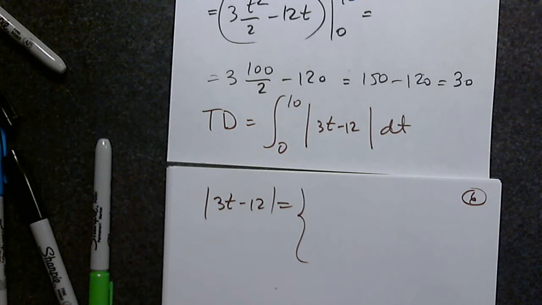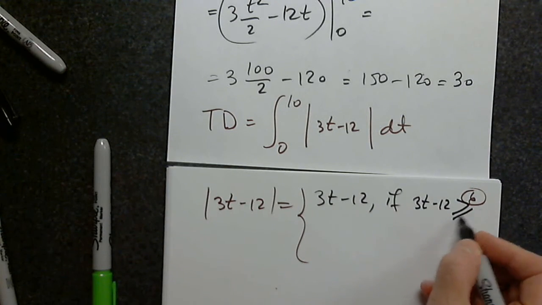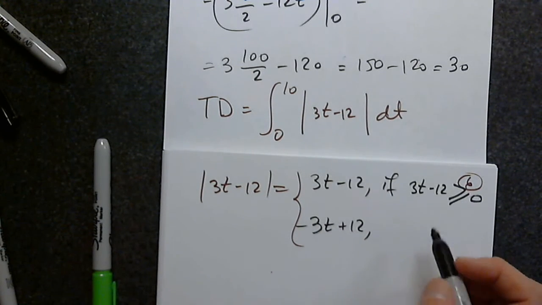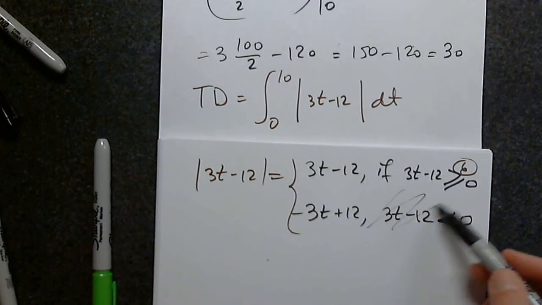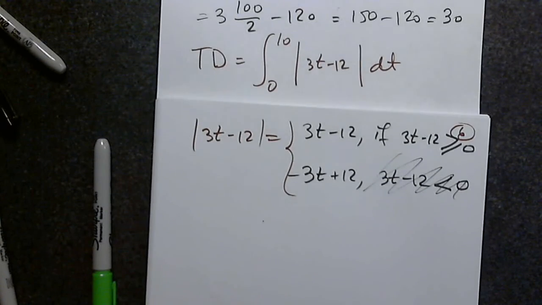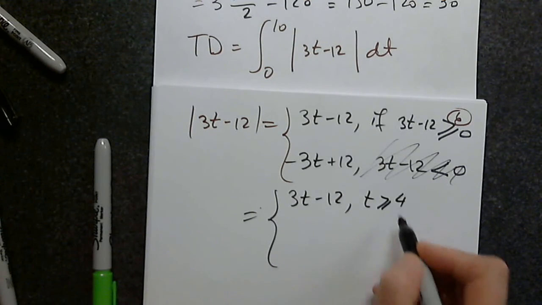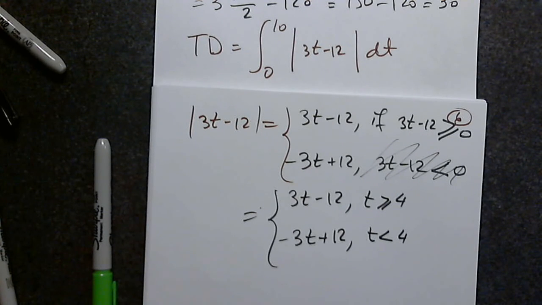And we know there are two options. What are the options for the absolute value? Yes, one option is 3t minus 12 if 3t minus 12 is positive or 0. And the other option is negative 3t plus 12 if 3t minus 12 is less than 0. Remember, we never solve this one. Do not waste your time. You may even make an error. So the simplified form is 3t minus 12 for t greater than or equal to 4, and negative 3t plus 12 for t less than 4. If the first one is greater than or equal to 4, the other one must be less than 4.